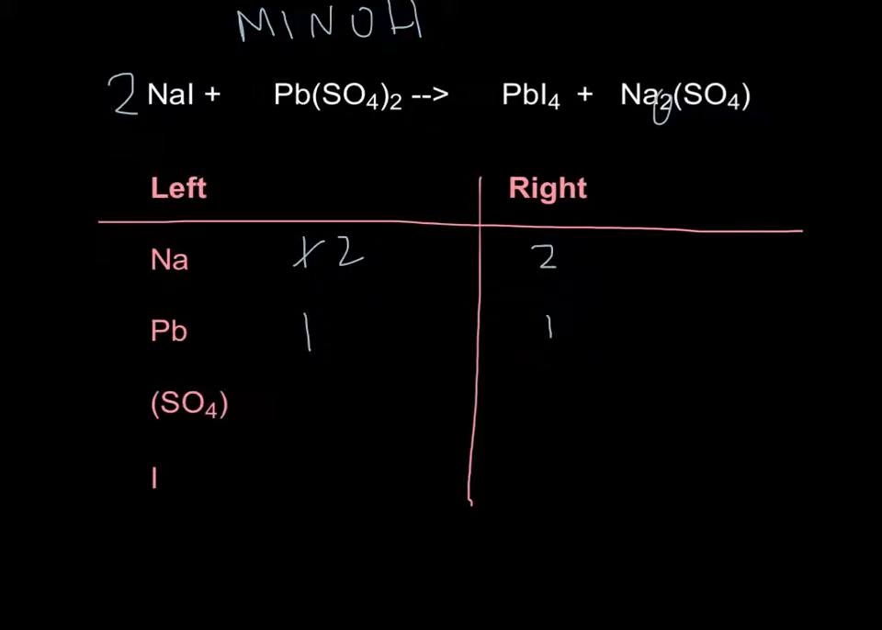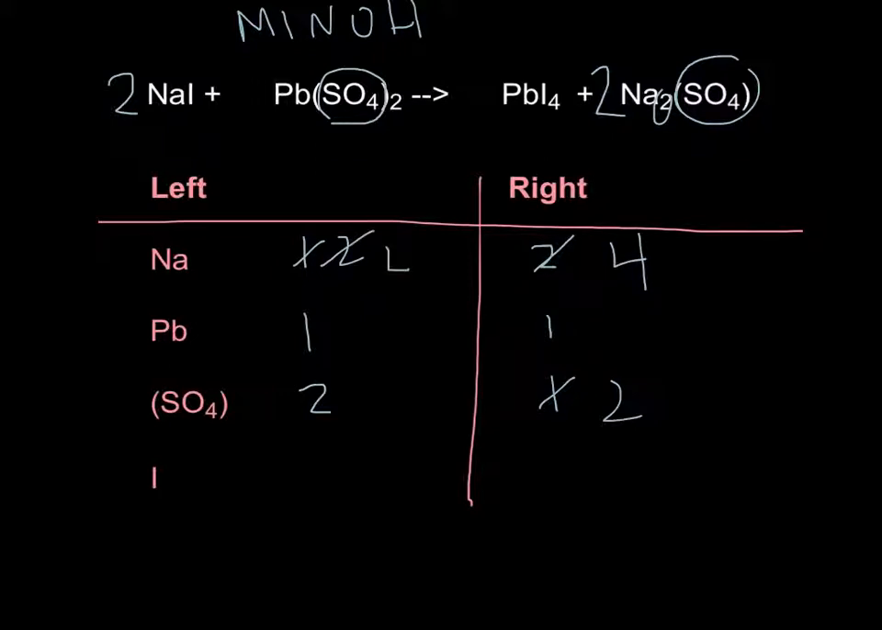Next is the polyatomic ions. I have 2 SO4 ions on the left. I have 1 SO4 ion on the right. I am going to add a coefficient here to balance that. By doing so, I just changed the amount of sodiums. I now have 2 Na2s, or 4 sodiums. So what that means is to get 4 over here, I have to change that coefficient as well.